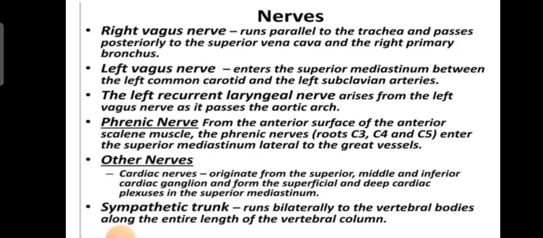supplies the diaphragm. Other nerves found in the superior mediastinum are the cardiac nerves, which arise from the superior, middle and inferior cardiac ganglia and form the superficial and deep cardiac plexus in the superior mediastinum to supply the heart. Then we have the sympathetic trunk, which runs bilaterally to the vertebral bodies along the entire length of the vertebral column.